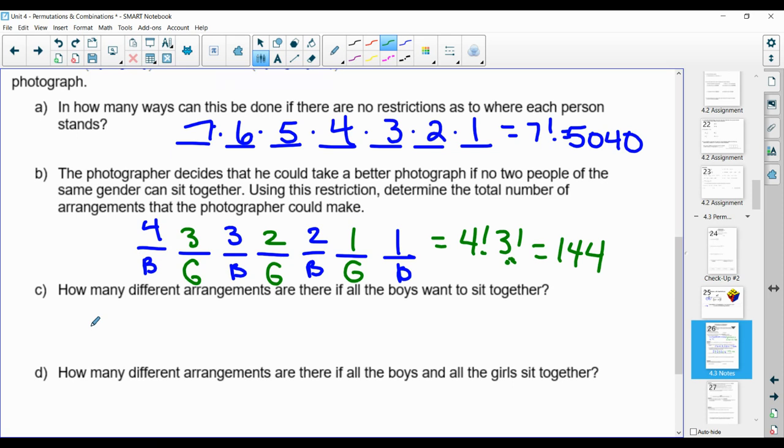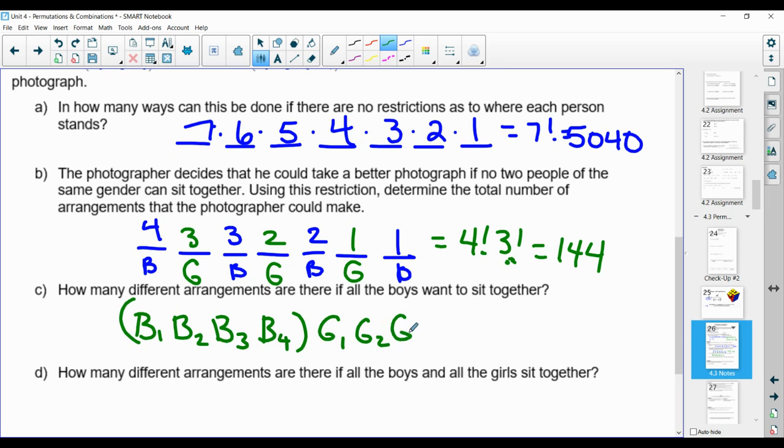So remember, in math, and is multiply, or is add. Another question here: how many different arrangements are there if all boys want to sit together? In this case, we want all the guys grouped together, so I'm going to group them together in one bracket. There's all of my guys. They have to be grouped together, but the girls can sit wherever they want. So girl 1, girl 2, and girl 3.